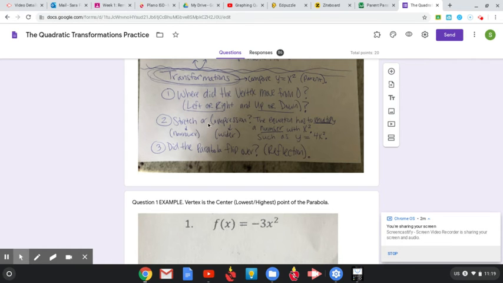And then question 2, is that parabola a stretch? Is it narrower, or is it a compression, wider than that parent graph? The equation has to multiply a number with x squared, such as y equals 4x squared. For it to be a stretch or compression, the equation has to multiply a number. And then question 3, did the parabola flip over upside down?